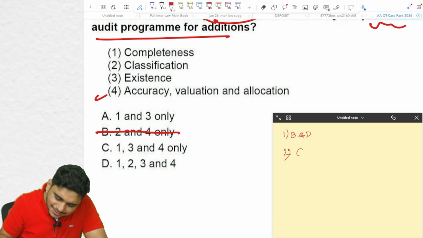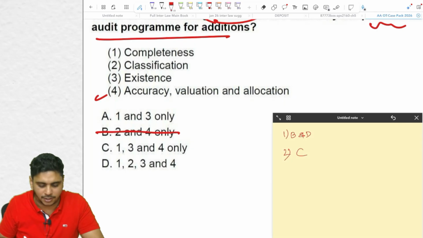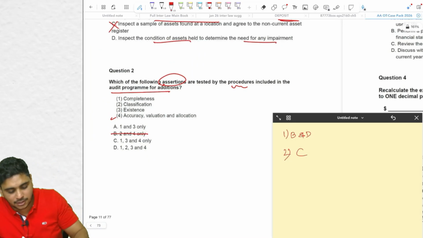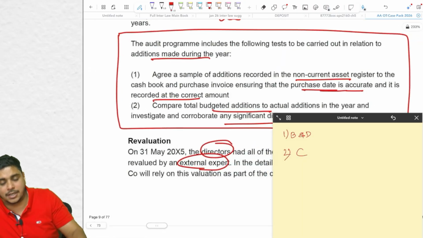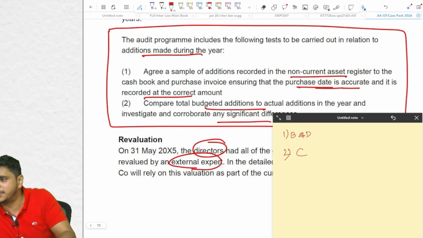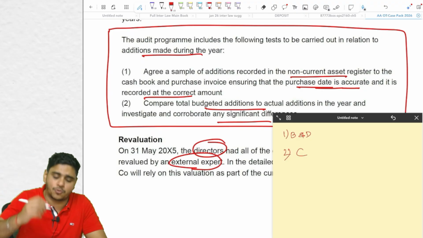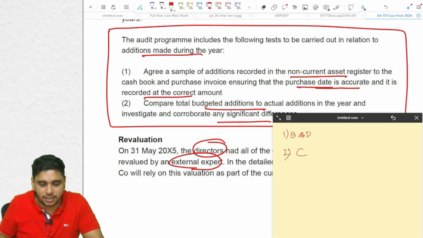2 ka I would say C. 1, 3 and 4. Because classification they would have given na. Okay, acha, short term it is there, long term it is there, type of the asset is there. They have not given any type. I would say there is no question on classification. So 1, 3, and 4.